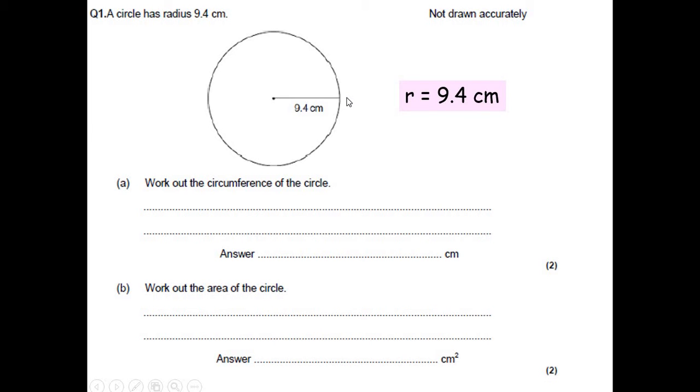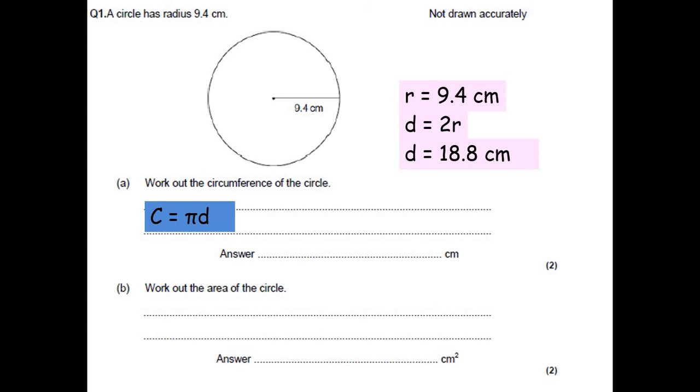So the radius is 9.4 centimeters. The diameter is 2 times the radius because the diameter is the measurement all the way across here, not just to the center, but all the way across. So it's going to be twice as long as this number here. So if we double the radius, we get the diameter, which is 18.8 centimeters.